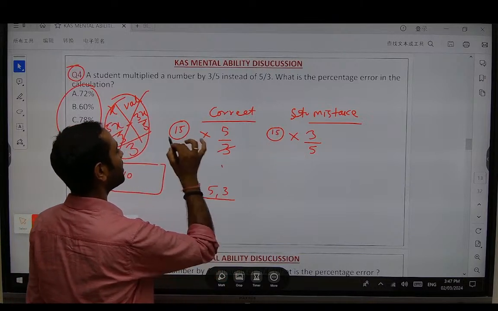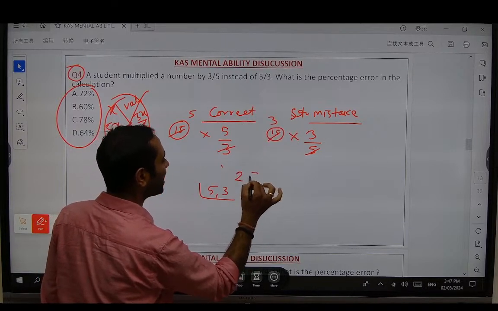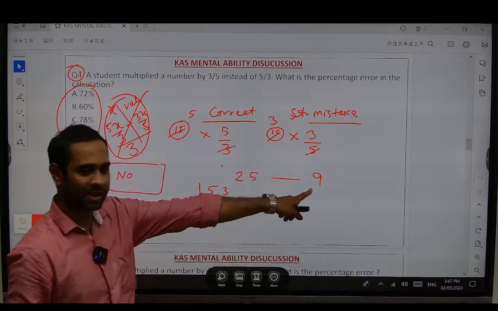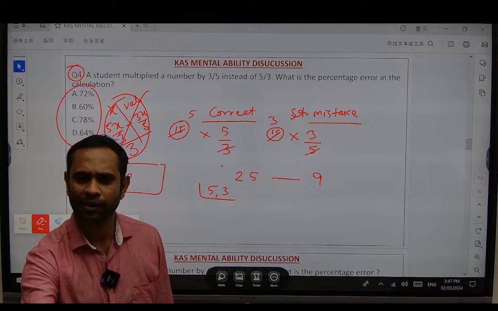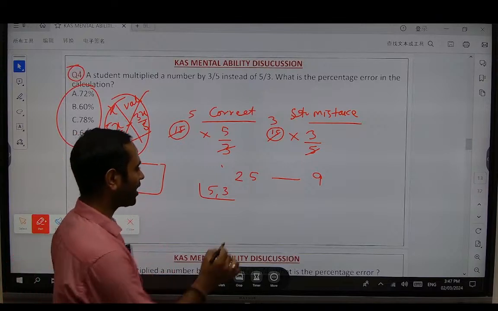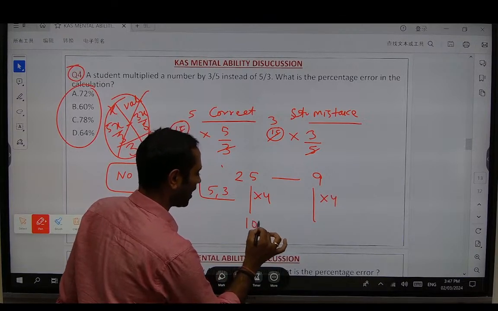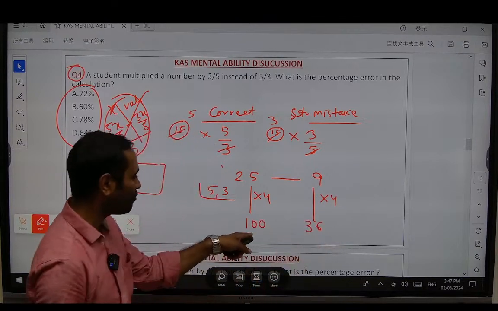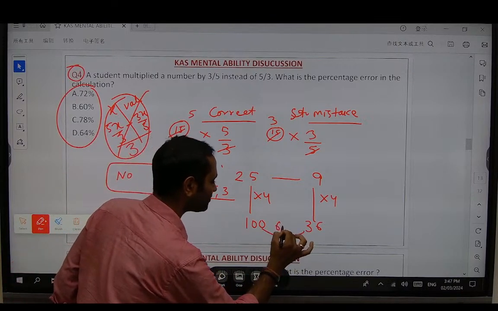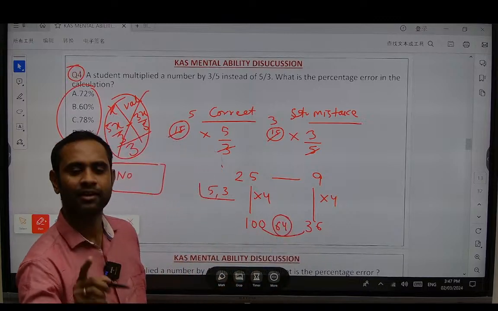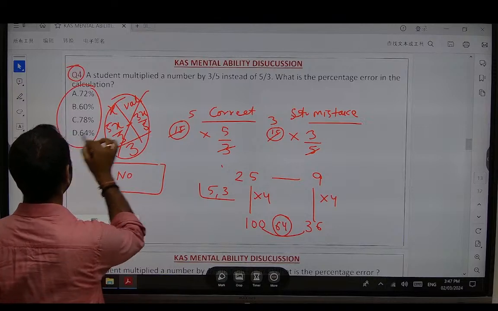So now this is 5 times and this is 3 times. The correct value should actually have come 25, but because of the student's mistake, the value is now coming 9. You have to calculate the percentage error. Just now I told you, try to make it 100, your life is simple. So actually the value was 100, but because of the student's mistake, he is getting 36. So what is the error? 64. If your base is 100, then 64 or 64% are both the same. Take that answer and come back.